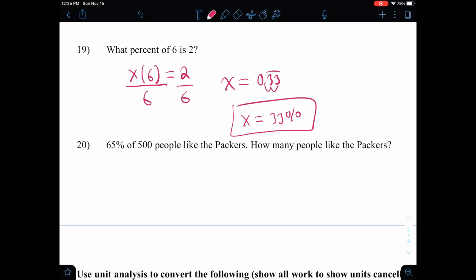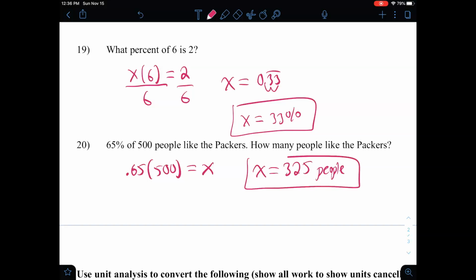All right, last percent problem. We have 65% of 500 people like the Packers. How many people like the Packers? So 0.65, convert the percent to a decimal, of 500 equals how many people? So we're going to just multiply 0.65 times 500, which is going to be equal to 325 people.